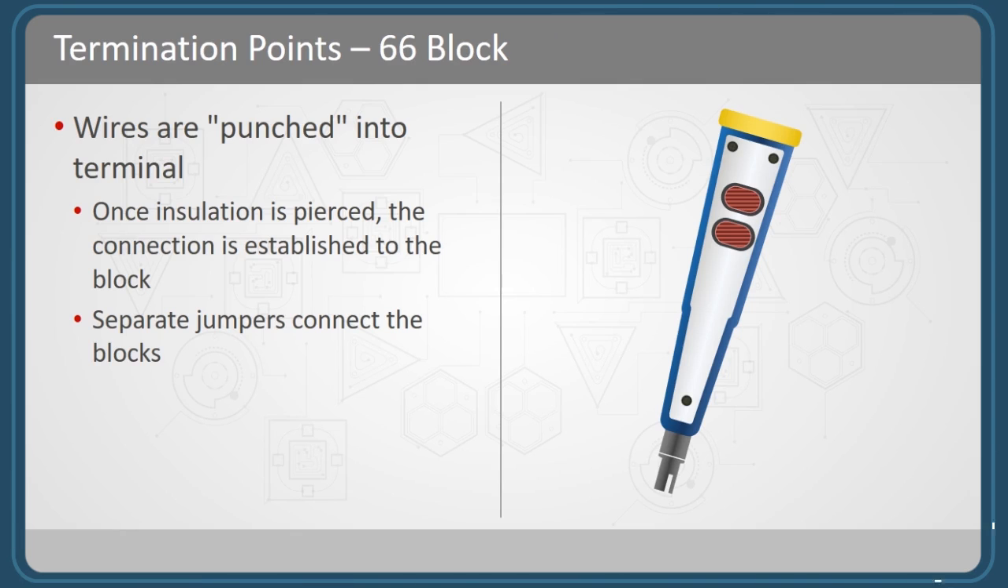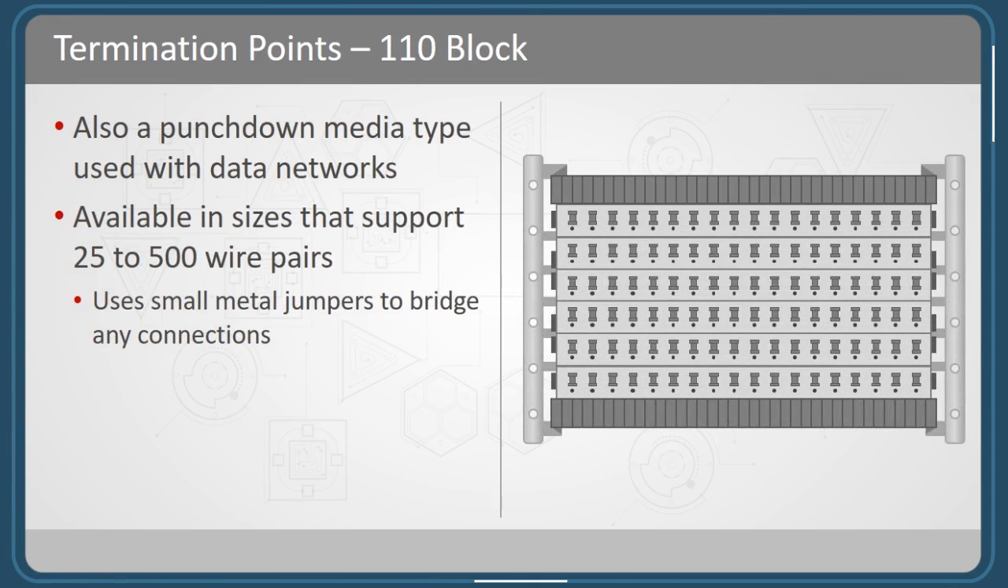And you can kind of really think of it as a switch for phone systems, so that you could dial the number of any given system and they were all cross-connected at the termination point so they could communicate. Now, from that point, the 110 block was released, and this quite simply facilitated larger environments. So it's still a punch-down media type, but this one also could support data networks. So again, this is where things got a little newer.